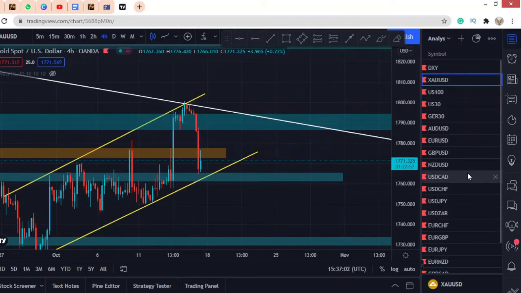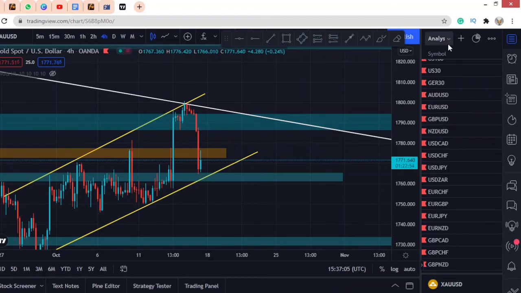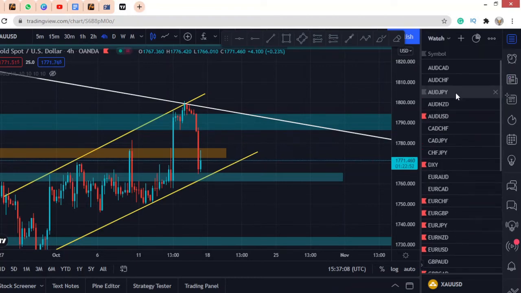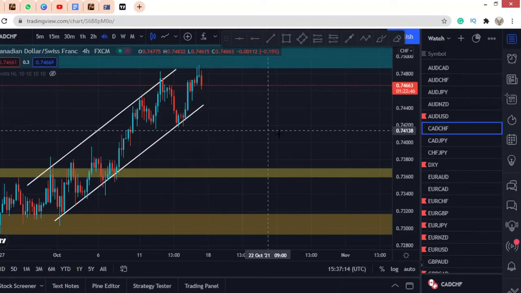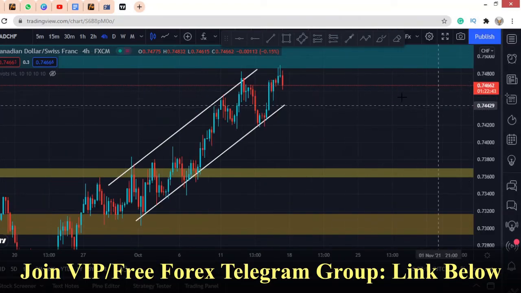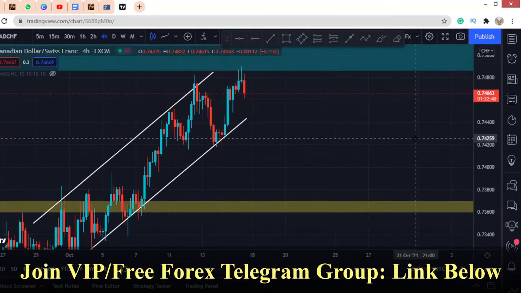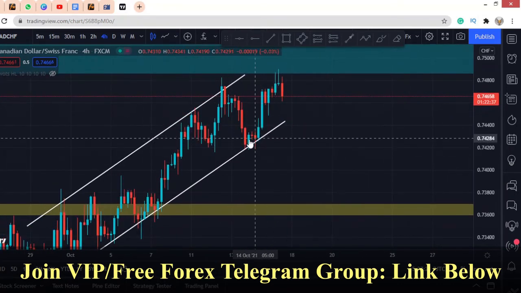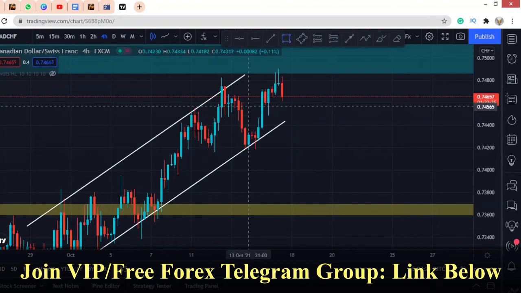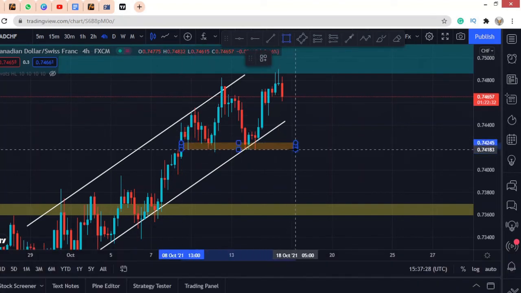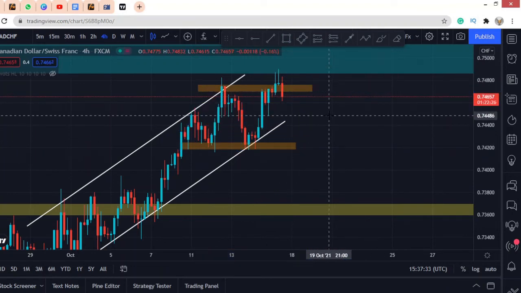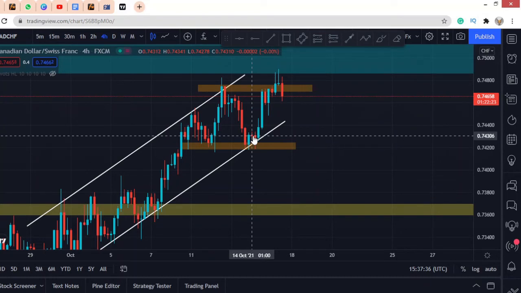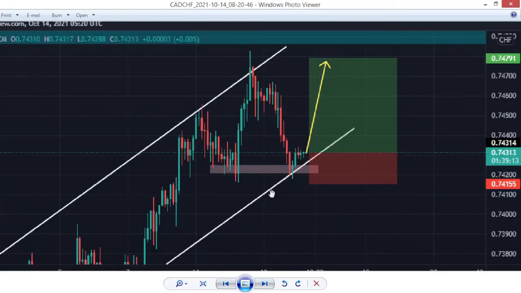Okay, CAD CHF. Even though CAD CHF, I never gave it out on the free Telegram group. I think this was just a trade that I took, and yeah, I took it on my VIP. All right, so CAD CHF was here, right? I remember very well. There was this zone over here. Let me plot that quickly, and then there was this level over here. So it was somewhere around here. Let me show you that quickly. Yeah, so you can see this was CAD CHF. It was down around here.